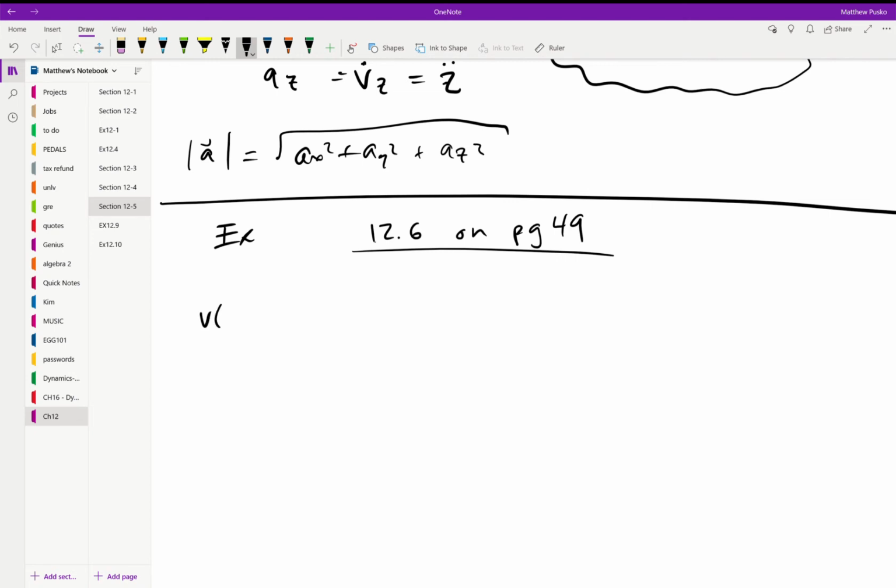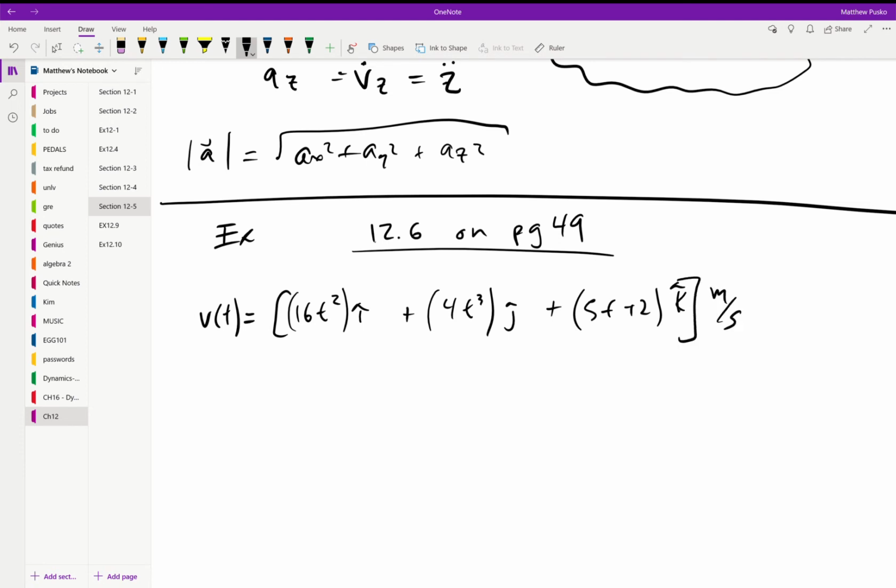They give us the velocity as a function of time, and they say it is equal to 16t squared in the i direction. You can put parentheses around there if you want, plus 4t to the third, and that's the j direction component. And we have 5t plus 2, and that's in the k direction. And that is all in meters per second. Don't forget your units, very important. Then they give us the fact that at t equal to 0, the position is at the origin. It has not moved.